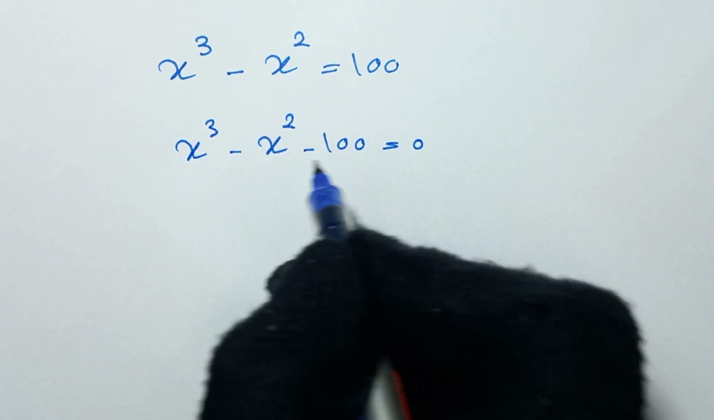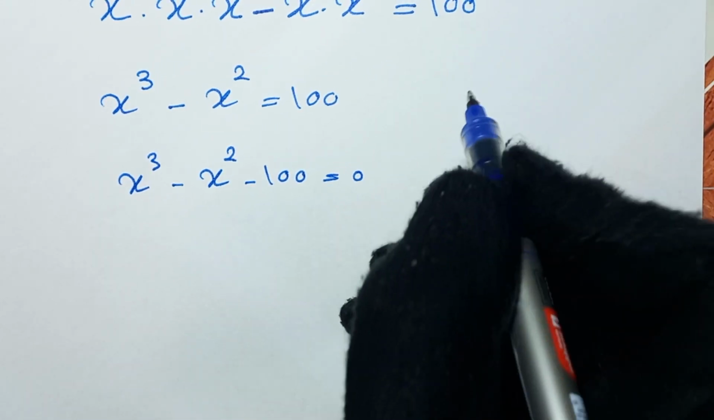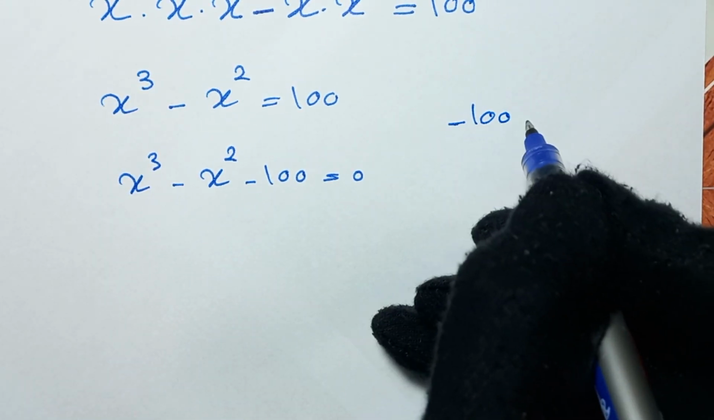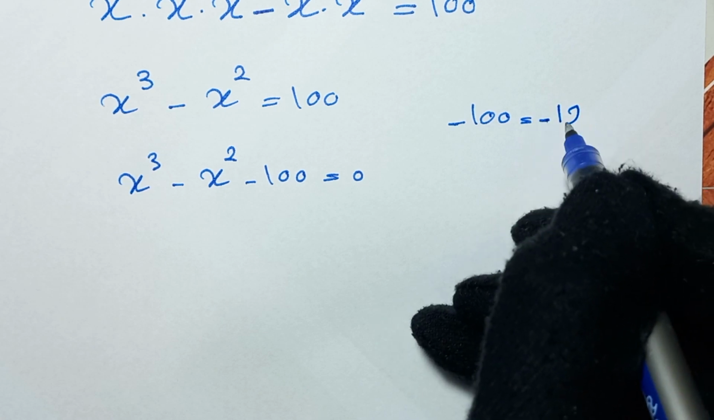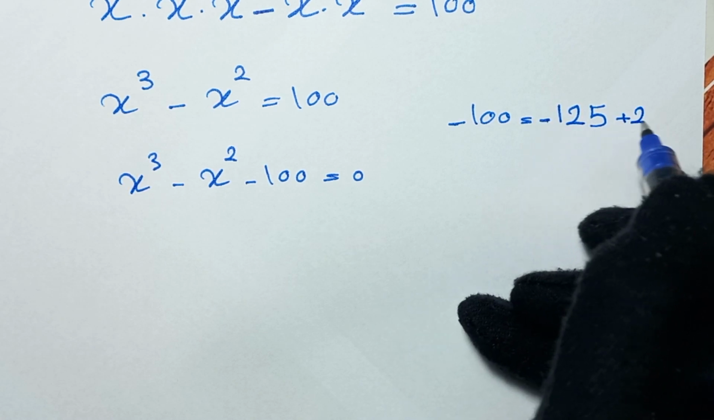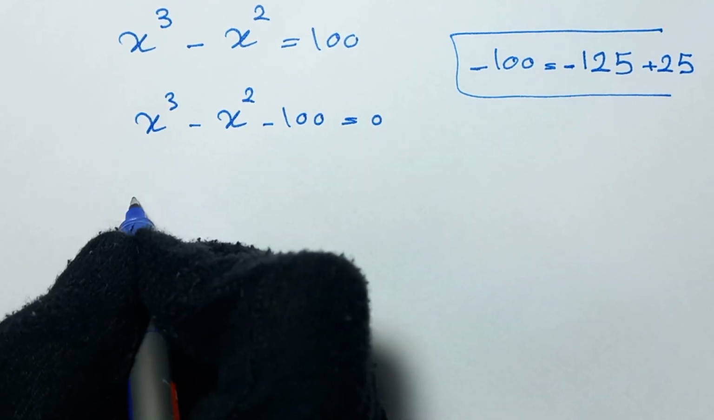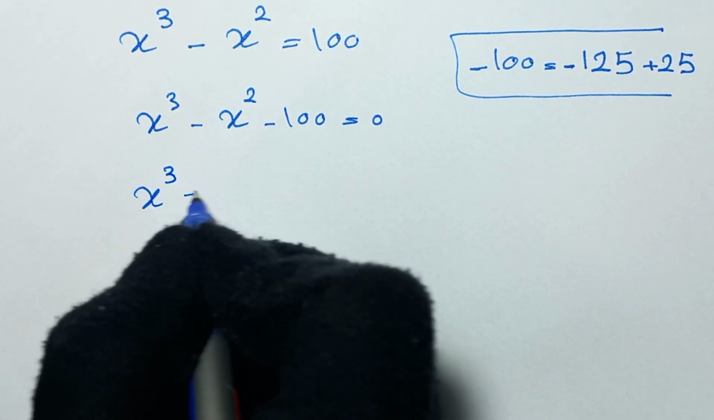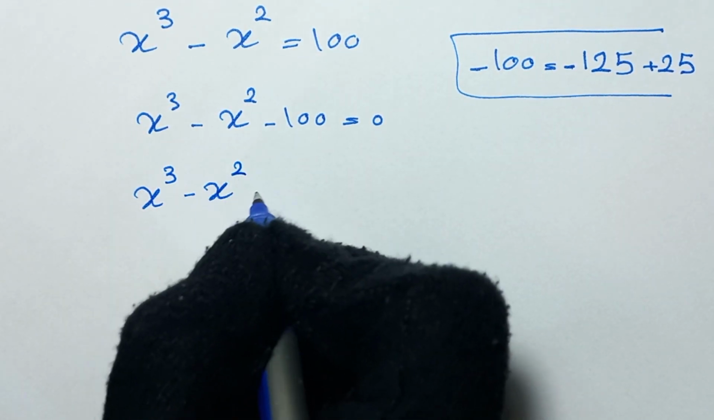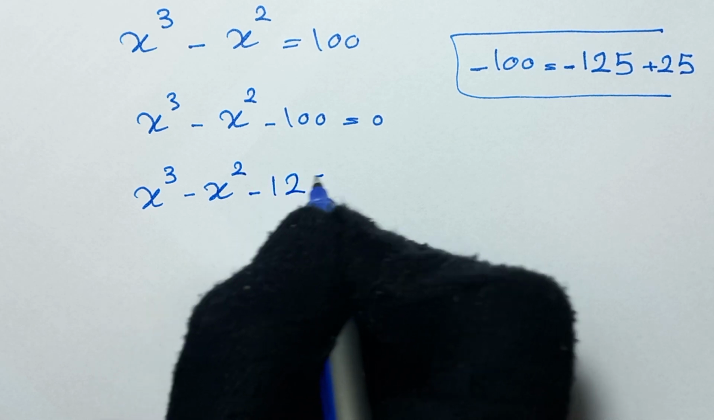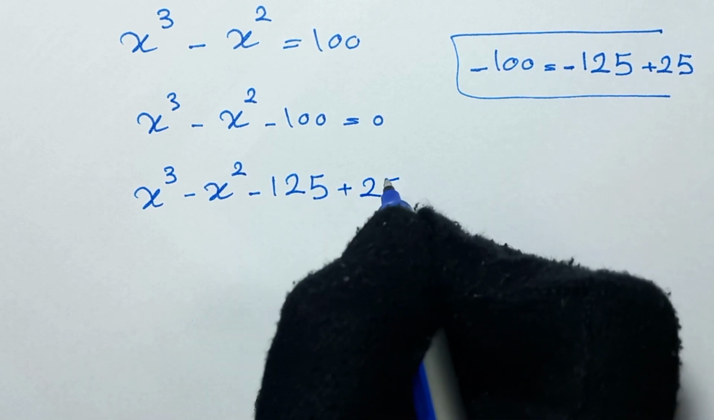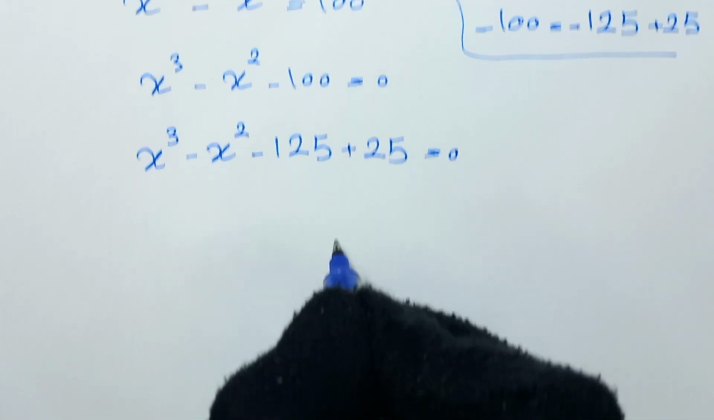Here we have negative 100, so we can write negative 100 as negative 125 plus 25, right? So we write x cubed minus x squared minus 125 plus 25 is equal to 0.